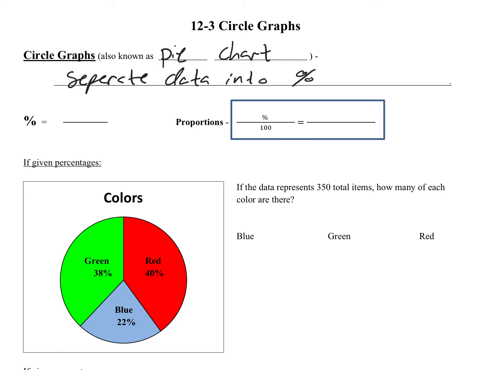So as we saw before, a percent is simply a part over a total. So part of the data that we're looking at over the total data that we're looking at. And often when we're talking about converting between percentage and the amount of data we have, we use a proportion where the percent out of 100 is equal to the part out of the total amount of data.